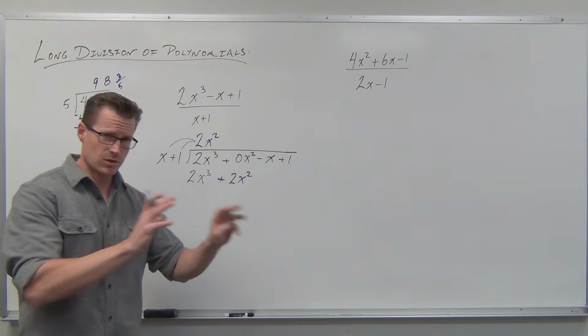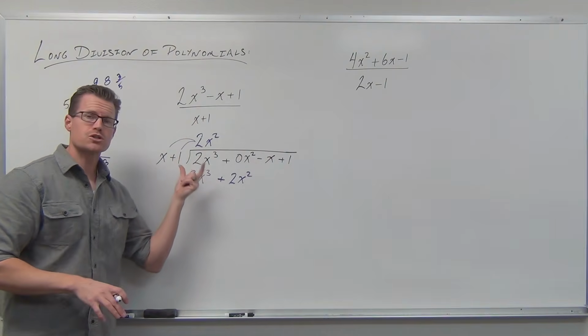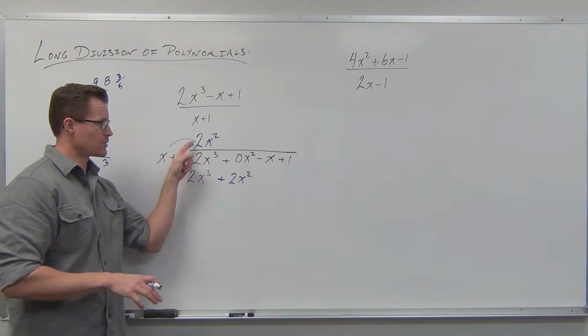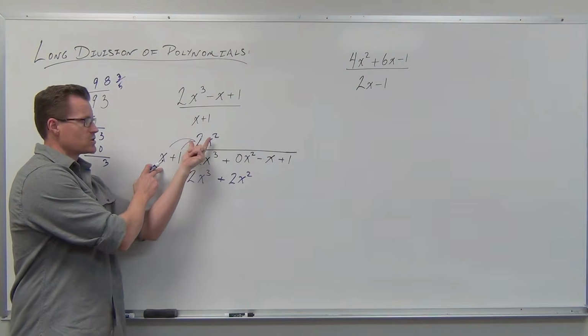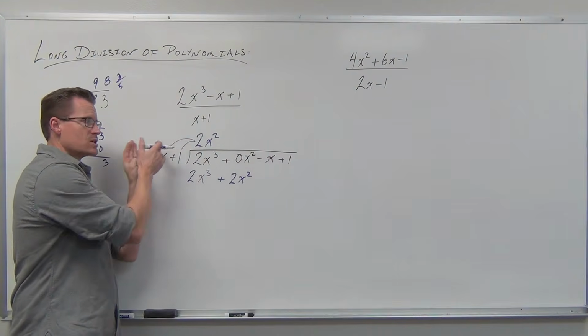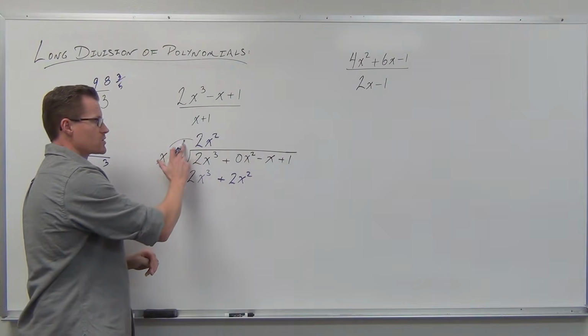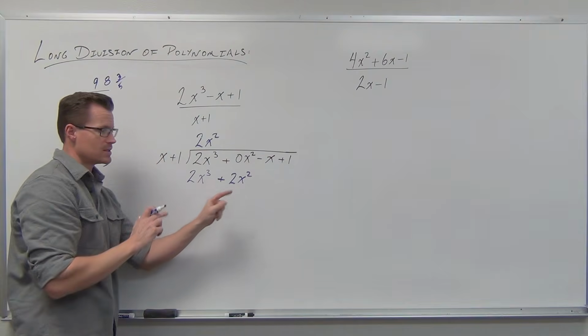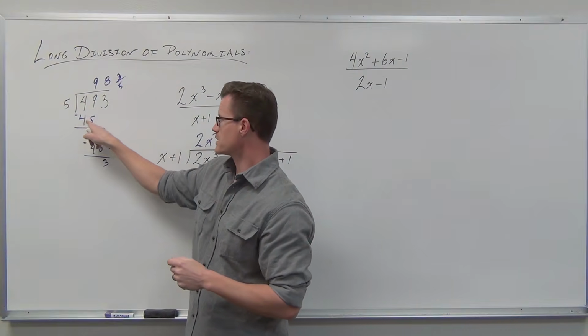So, long story made real short. This goes inside, this goes outside. Use your first terms only to determine what goes up here. So 2x cubed divided by x is 2x squared. Your distribution takes care of everything else for you as long as you have your place value holders. So we distribute to get these 2, just like we did here. 9 times 5, you get this.